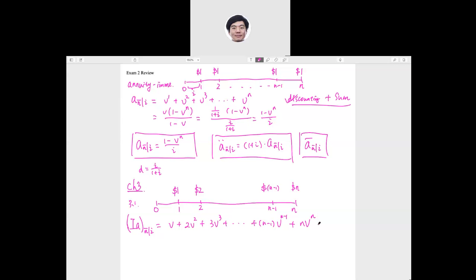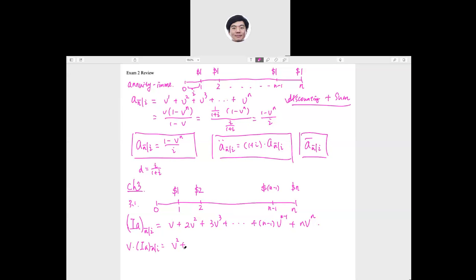Once discounting is done, or once accumulating is done, the next step is obviously summation. Right? Summation is a mathematical step. Here you can multiply by 1 plus i, or you can multiply by v. The textbook multiplies by 1 plus i. Well, we can multiply by v. They are the same. So let's multiply by v on both sides.